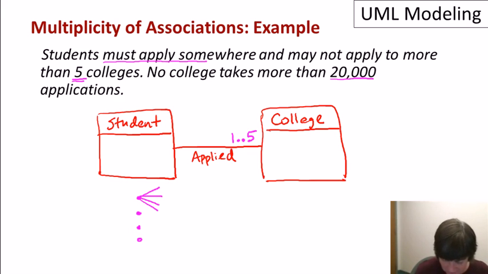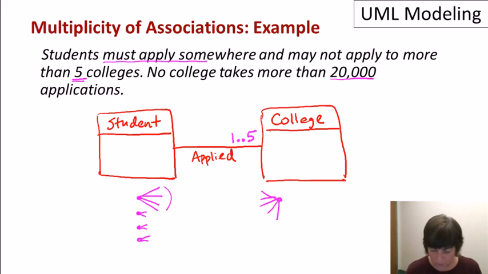So it says each student can apply to up to 5 colleges and must apply to at least 1. So we won't have any who haven't applied anywhere. On the other side, we want to talk about how many students can have applied to a particular college, and we said it can be no more than 20,000. We didn't put a lower restriction on that, so we would specify that as 0 to 20,000.